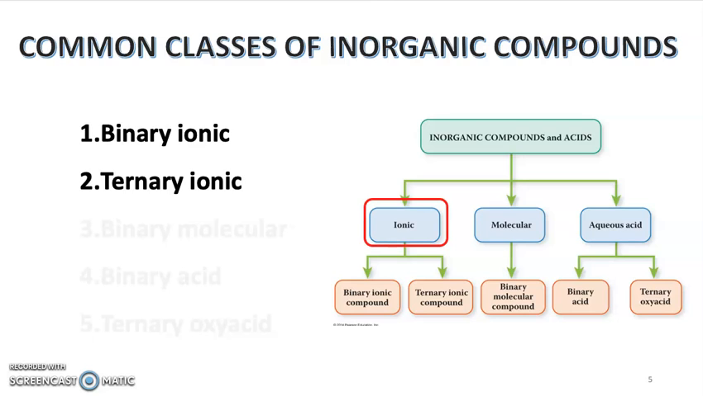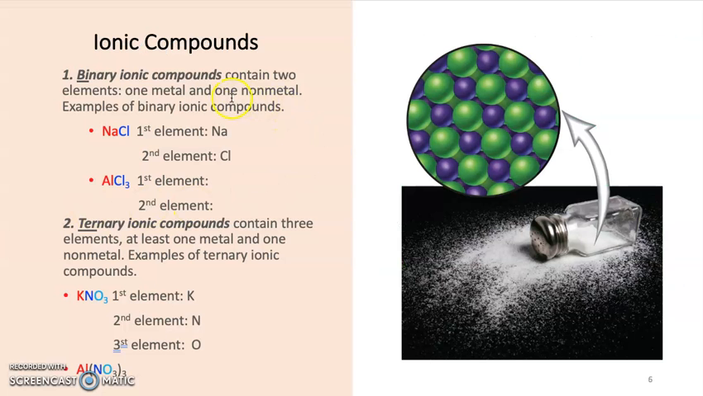So let's first talk about ionic compounds. There are two types of ionic compound: the binary ionic compound and the ternary ionic compound. For the ionic compound, let's recall it is made by electron transfer between a metal and a non-metal. So first you need to recognize it's an ionic compound before you can determine if it's binary or ternary, right? So make sure you know that an ionic compound only contains a metal and a non-metal.